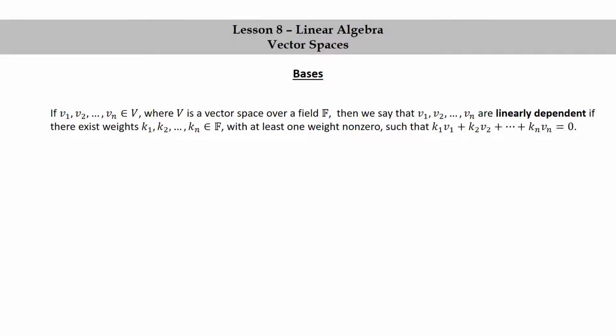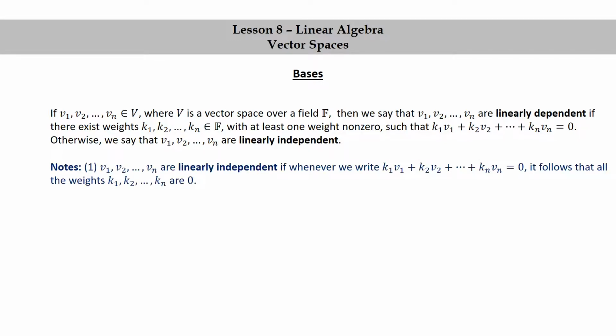If v1 through vn are in capital V, where capital V is a vector space over a field F, then we say that v1 through vn are linearly dependent if there exist weights k1 through kn in F with at least one weight non-zero, such that k1 v1 plus k2 v2 plus ... plus kn vn is equal to 0. Otherwise, we say that v1 through vn are linearly independent. A couple notes. v1 through vn are linearly independent if whenever we write k1 v1 plus k2 v2 plus ... plus kn vn equals 0, it follows that all the weights k1 through kn are 0.